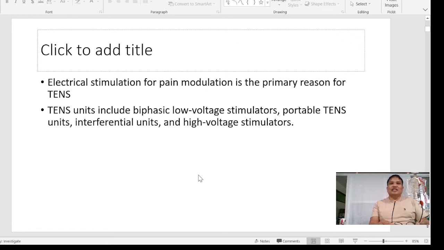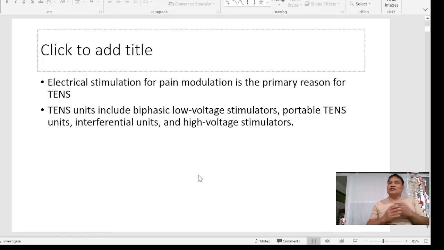So TENS units include biphasic low voltage stimulators. Some of them are portable, some of them are interferentials, and some have high voltage stimulators. So basically, we will talk about these biphasic low voltage and portable TENS and interferential. Usually low voltage stimulators and portable TENS are just synonymous. Interferential is different because the currents are interfering with each other.